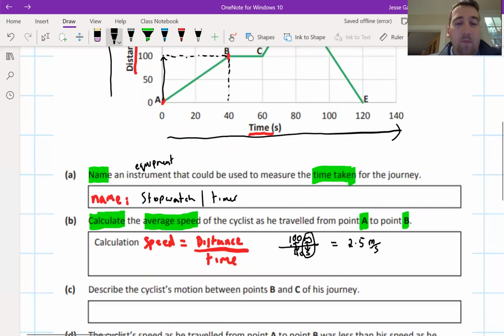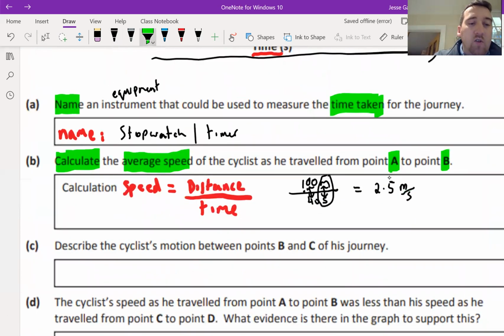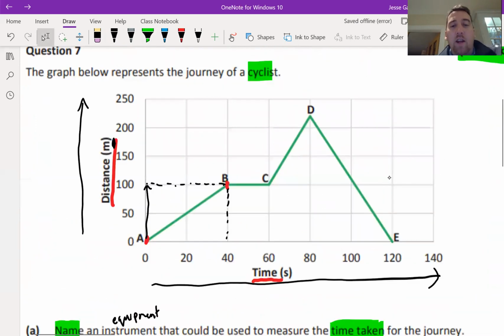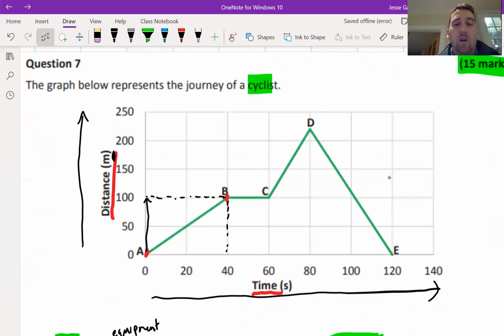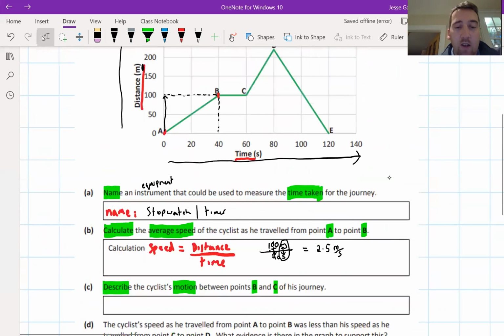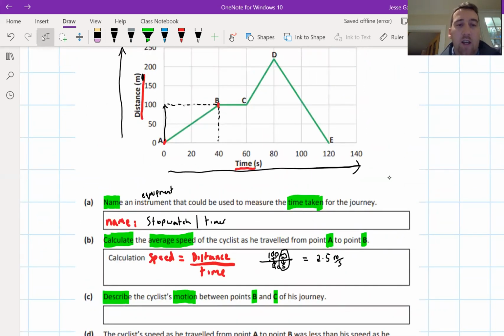All right, next bit. Describe. Use words to describe the cyclist's motion between points B and C of his journey. Right, let's look at points B and C. Before I give you any help, I'm going to pause the video and see, can you write that down by yourself? I'm going to zoom out so you can see the question and the graph together. So pause the video and see, can you describe the motion?